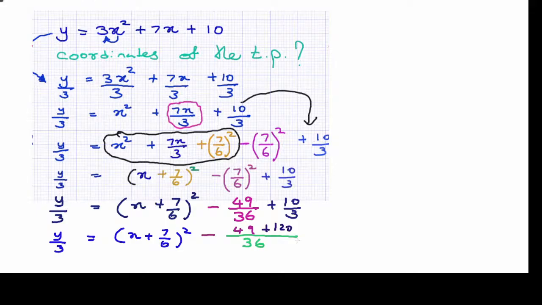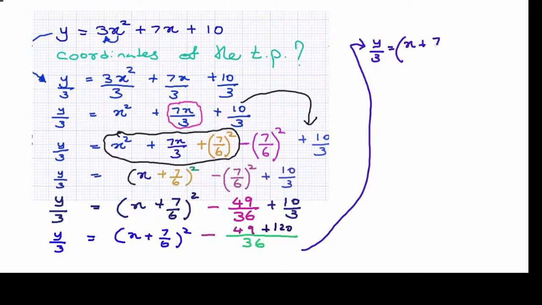We have y/3 equals (x plus 7/6) whole thing squared, and what is minus 49 plus 120? It is plus 71. So we have plus 71 over 36. Right, one more step to go.